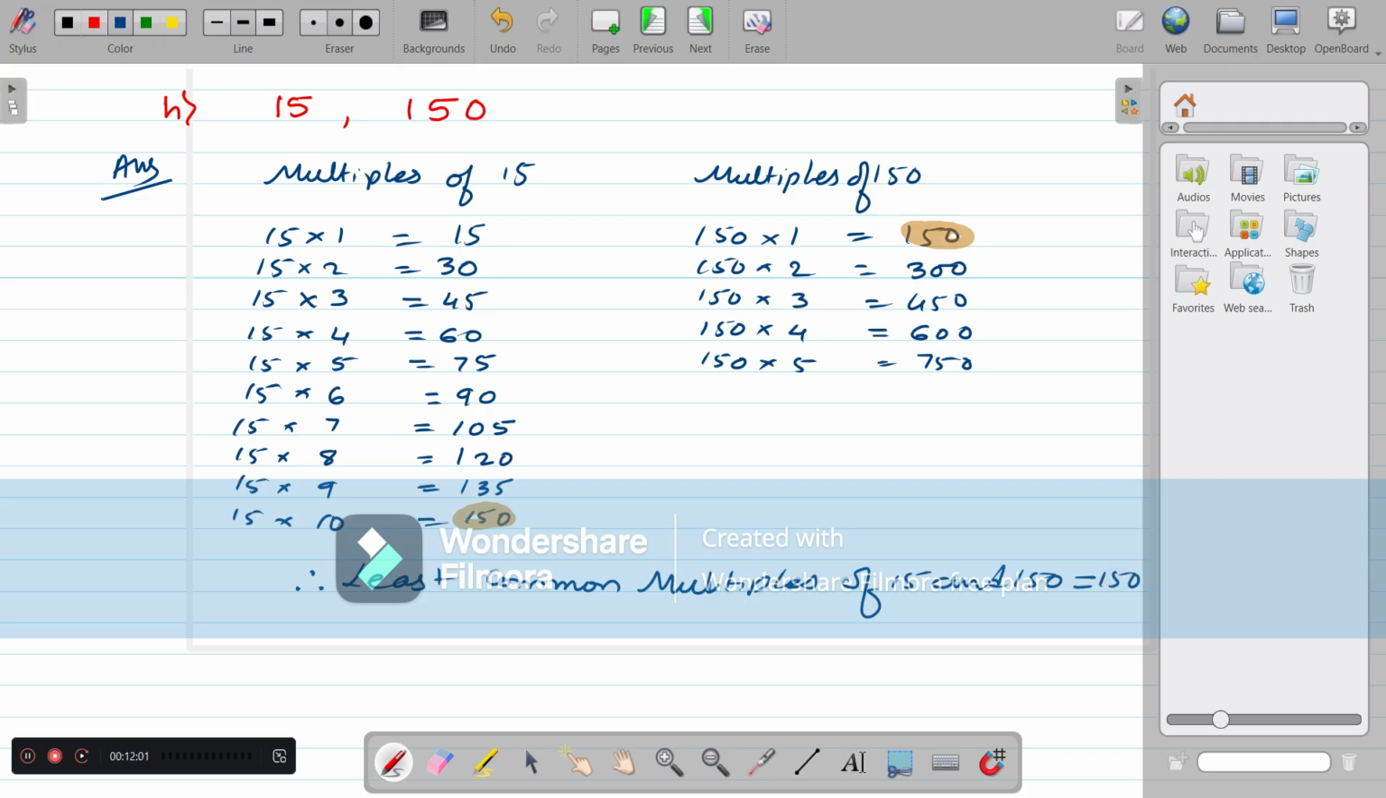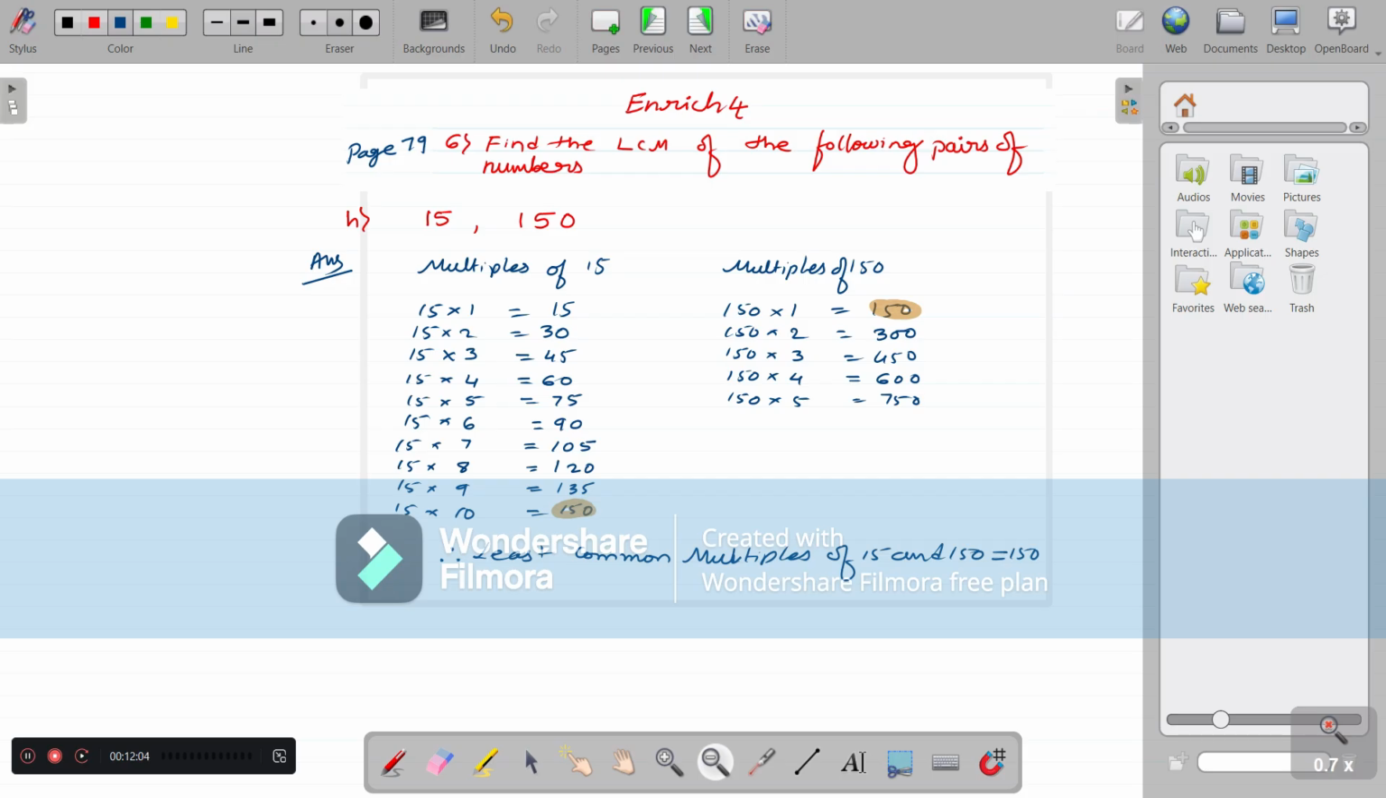This way we'll find the LCM of the given numbers just by writing the multiples and finding the common multiple. I hope, children, you have understood how to find the LCM of numbers. Thank you for watching.